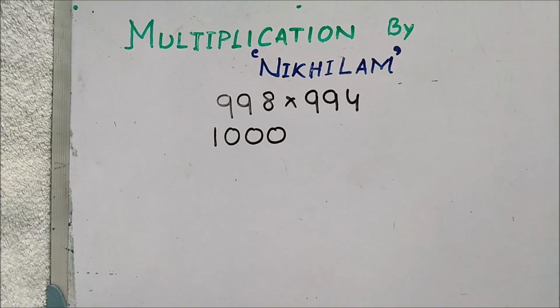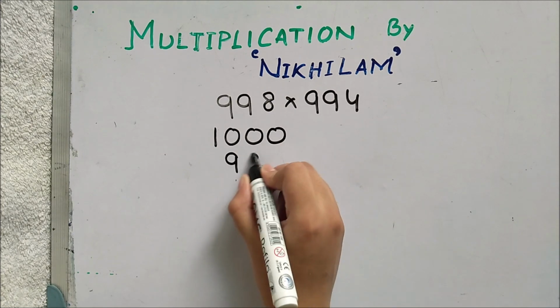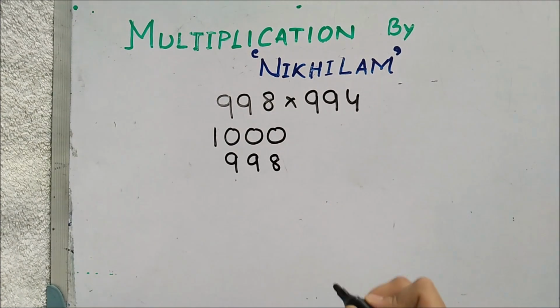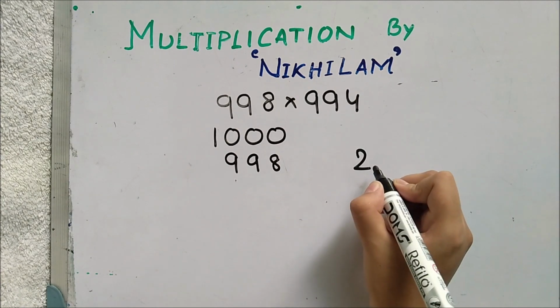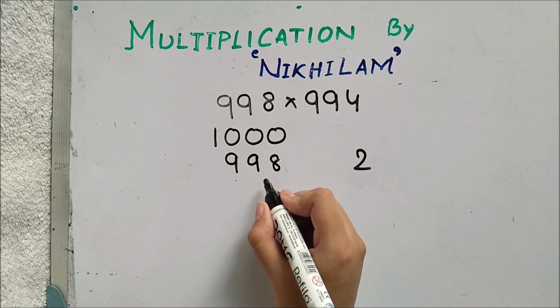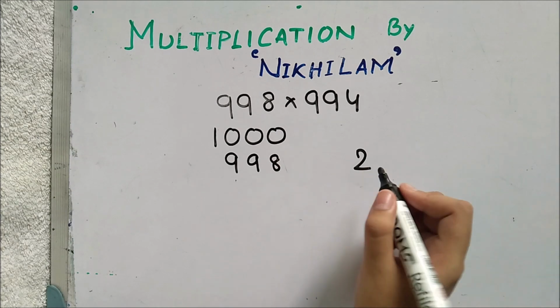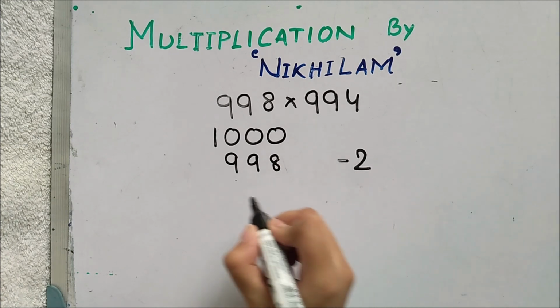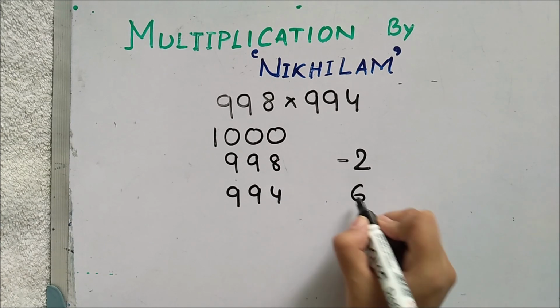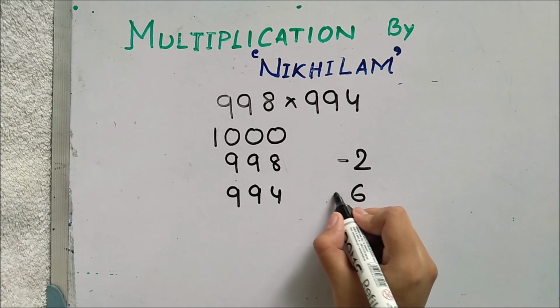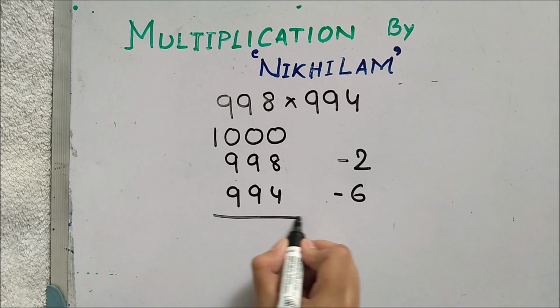Our first step will be, we will subtract 998 from 1000, that is 2. As I told before, 998 is lesser than 1000, hence it will be negative, and we will subtract 994 from 1000, that is 6. It is lesser than 1000, hence it is minus 6.